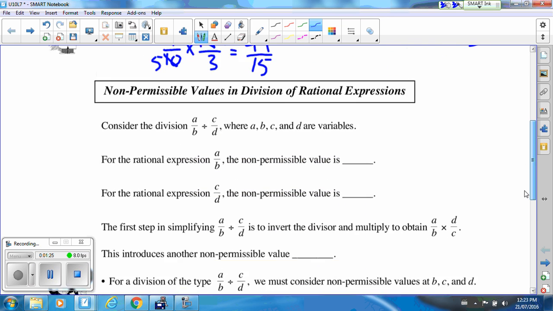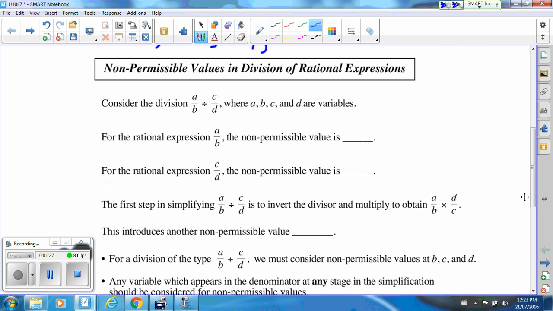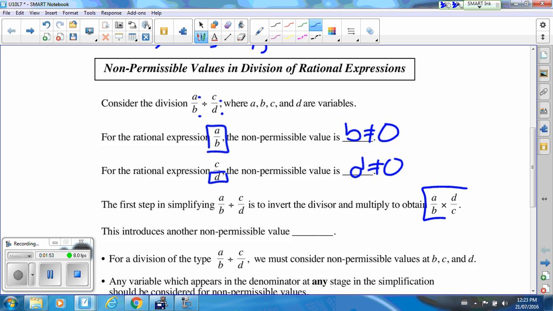Now, the only tricky bit is that when we have rational expressions, we now have a whole bunch of non-permissible values. If I had a over b divided by c over d, where a, b, c, and d are variables, then first, in this first expression, b cannot equal 0. In the second expression, d cannot equal 0. And then the first step is to flip it like this.